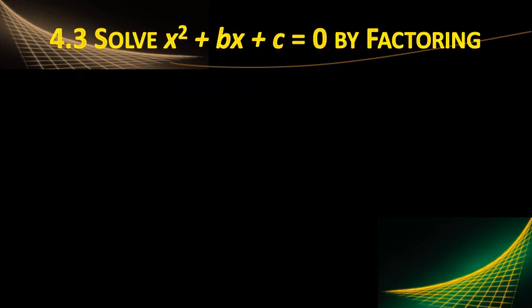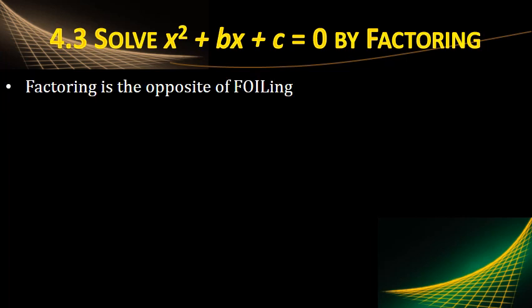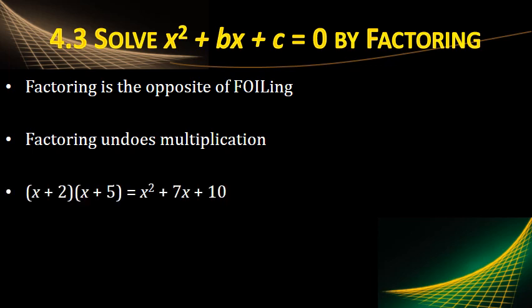Lesson 4.3. Solve x squared plus bx plus c equals 0 by factoring. Factoring is the opposite of FOILing, so it's unmultiplying. It undoes multiplication. When we multiplied x plus 2 times x plus 5, we got x squared plus 7x plus 10. Factoring goes backwards.